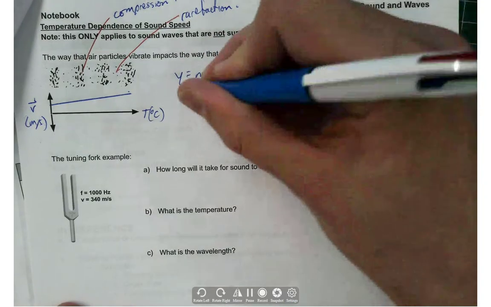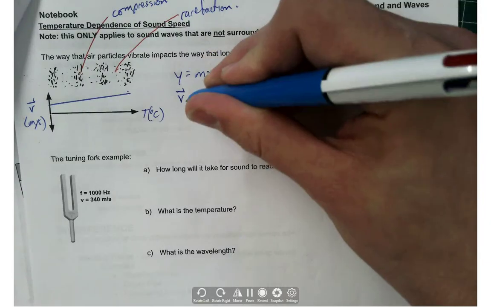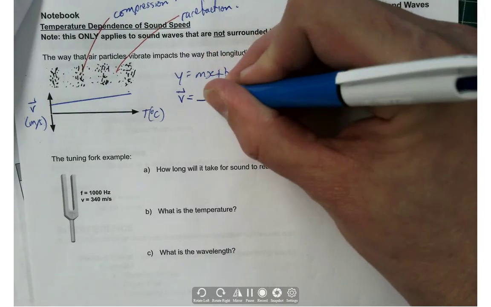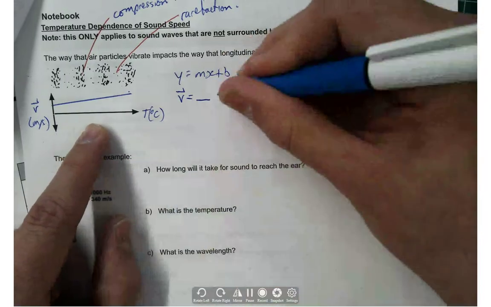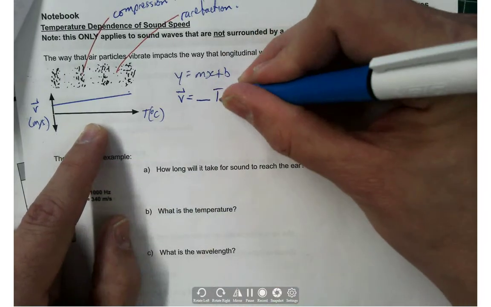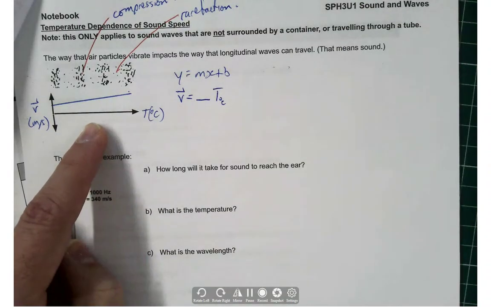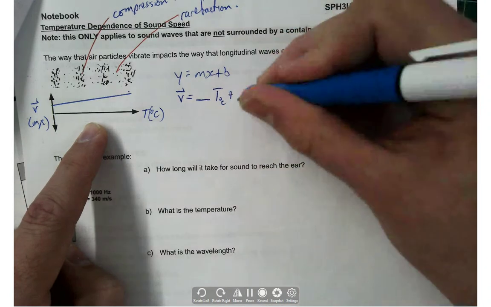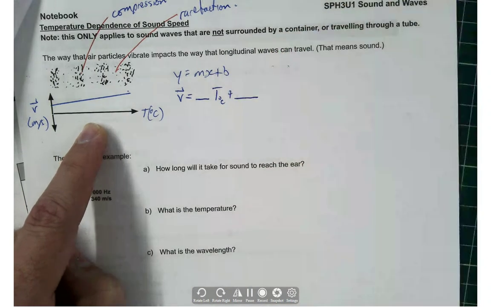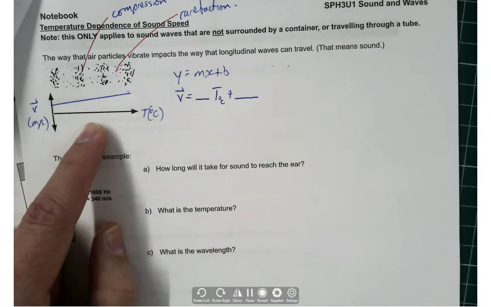And when people have experimentally done this, we say that the speed is equal to the m value. In this case, the x is occupied by the temperature in degrees Celsius. Now I'm going to write T subscript degrees Celsius so that we don't get confused with period, because this is temperature, plus the b value, which is the y-intercept. And so this is actually graph data.